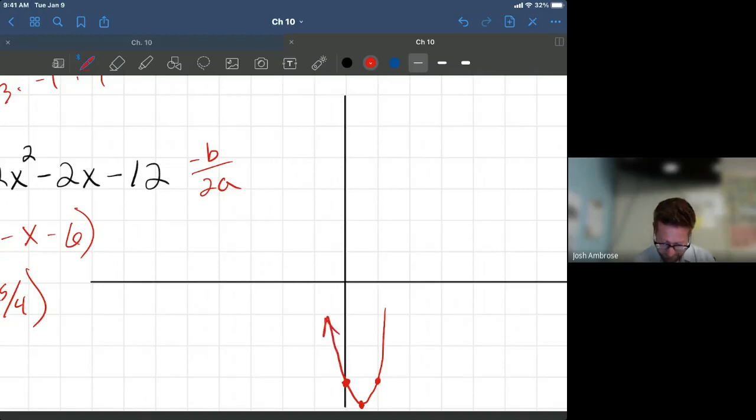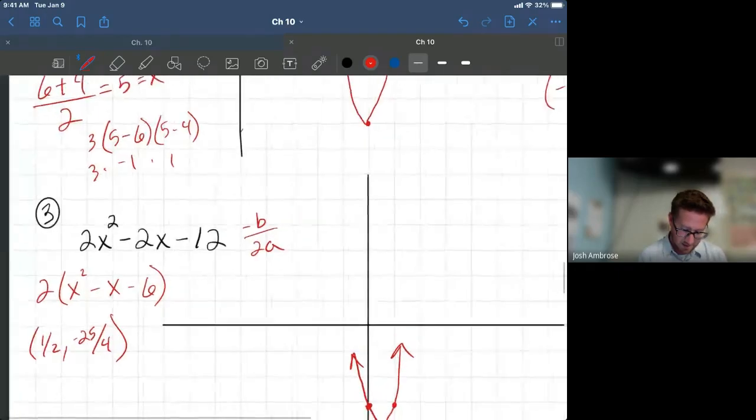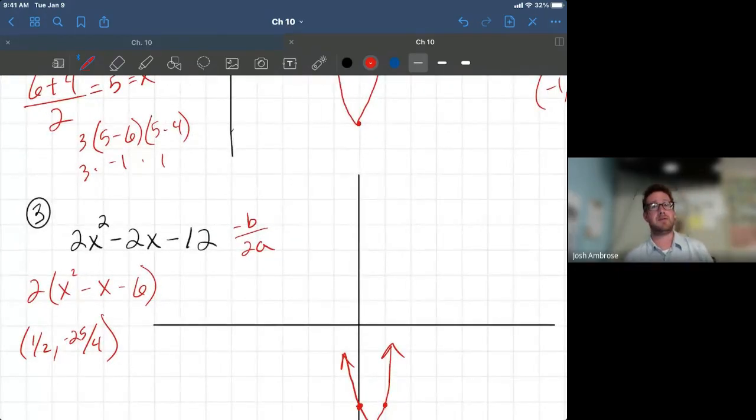Okay. So there we go. That is the third and final example problem there for section 3.